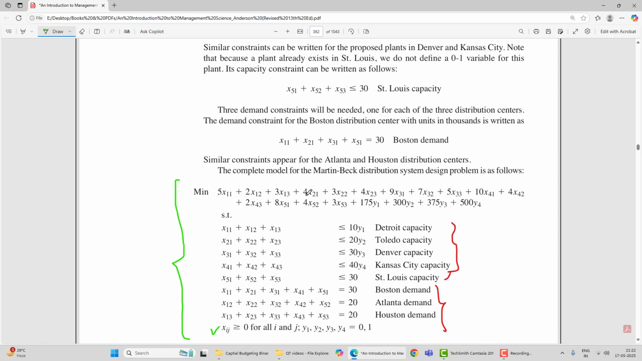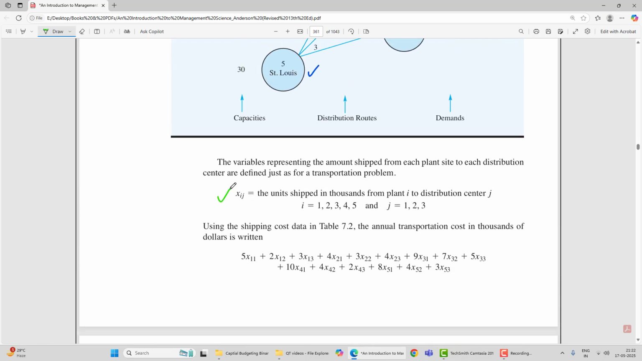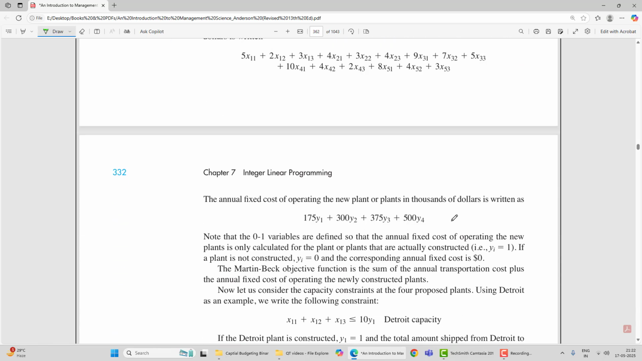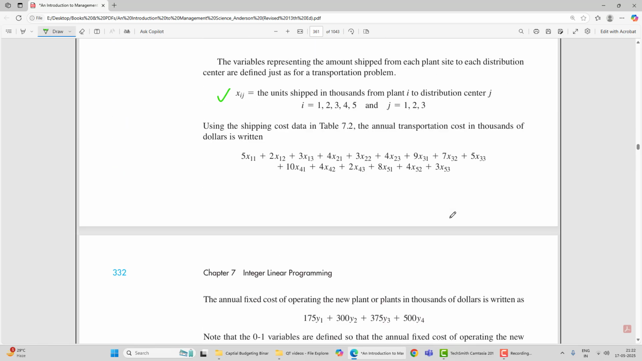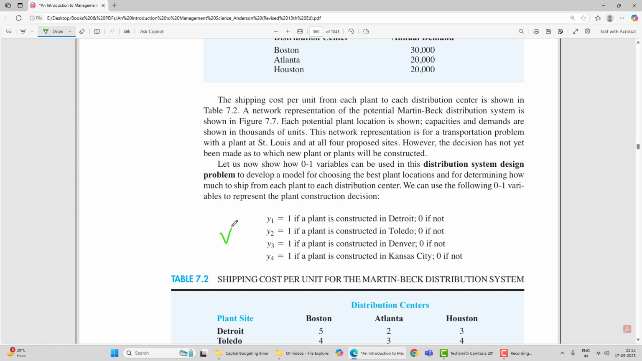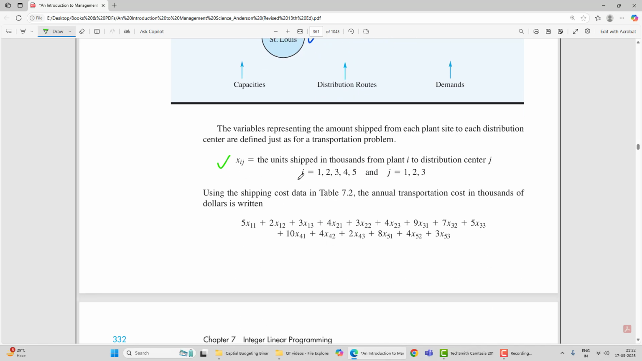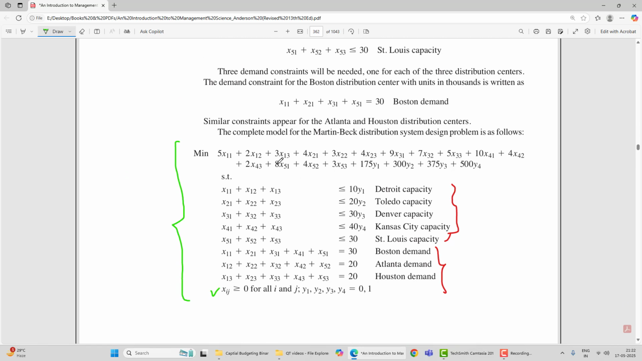But before doing this, you need to do these two things. First, declare xij as your variables, and then declare the y values here. They have declared this. So this will be your starting point. Declare the binary variables and declare your xij's, and then start writing your model.